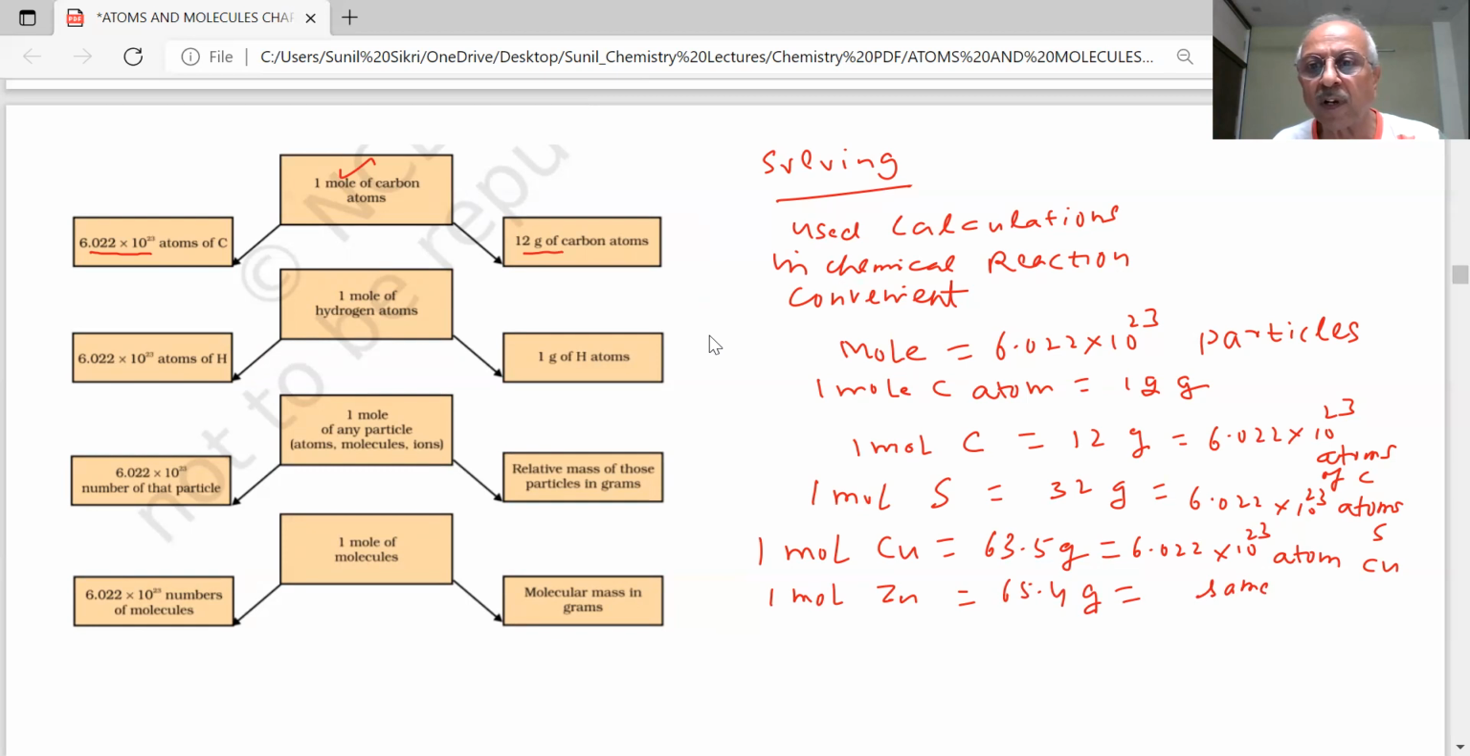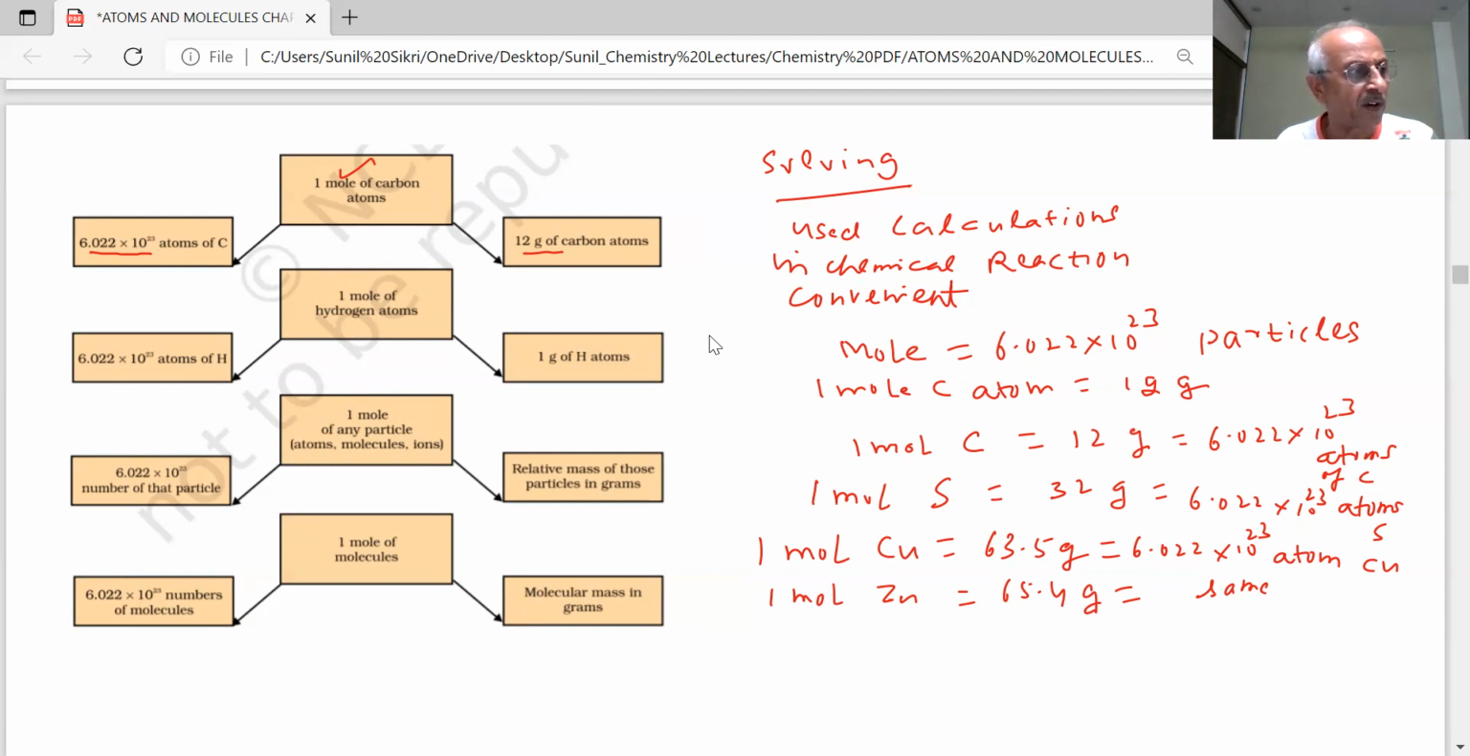If I give you 1 mole of zinc, 1 mole of copper, 1 mole of sulfur, 1 mole of carbon, and I say, okay, pick up, which will be the heaviest out of all these? Which will be the heaviest? Sir, 1 mole of zinc. So 1 mole of zinc will be the heaviest.